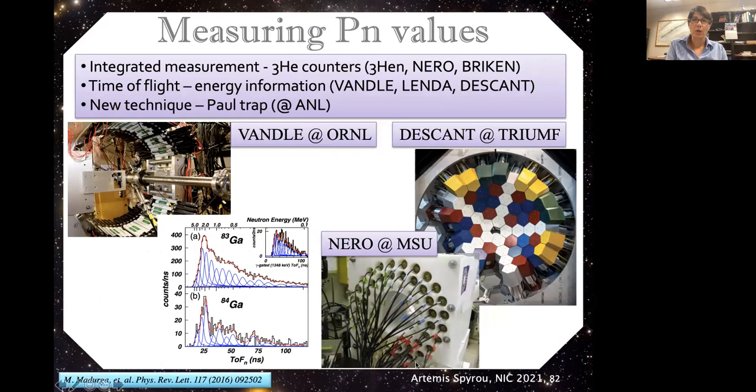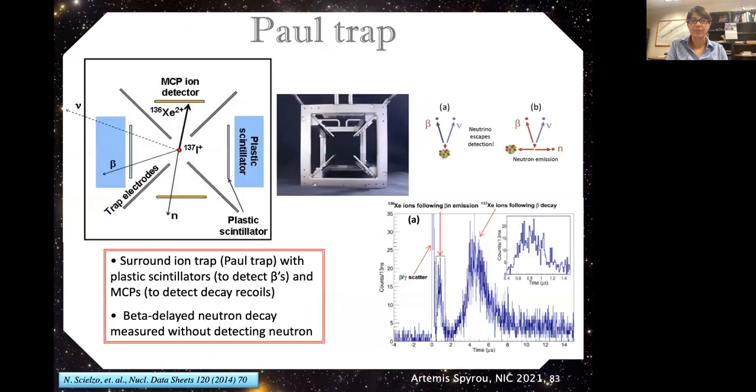And so if you want the integrated version, you need a detector like this. This is a helium-3 based detector with a moderator around it. This is NERO at MSU, but again, these kinds of detectors exist all over the world. If you want to get detailed spectroscopy of what these neutrons look like, then you probably need a detector like this. This is VANDLE from ORNL, or this is the detector they have at TRIUMF. So again, you get information about all the different energies of the neutrons.